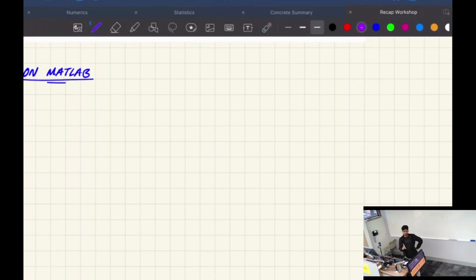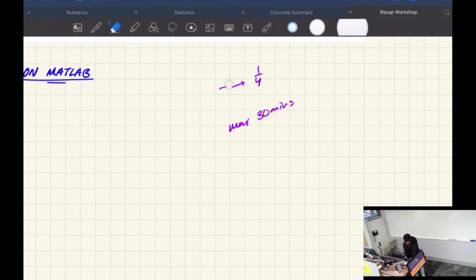Stats. For numerics, you can just code all of it up and it pops out an answer, but for stats, you have to actually understand the content. If it's 25 marks, that's a quarter of the paper, and since we have 2 hours, it should take you max 30 minutes. The reason I'm saying max is that if you exceed it, you'll spend less time on your other questions, so you want to minimize the time.